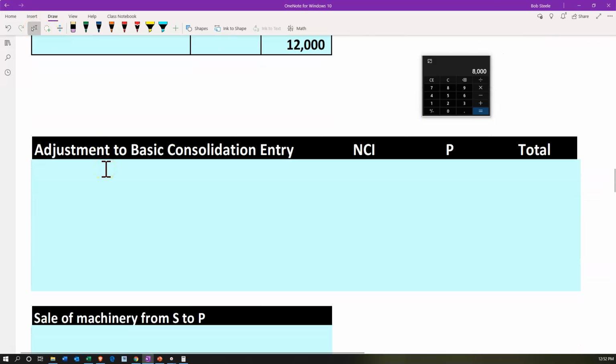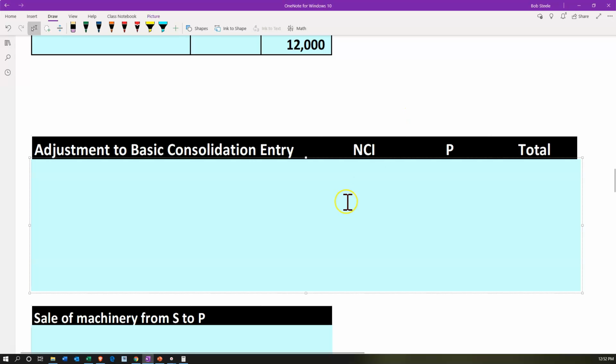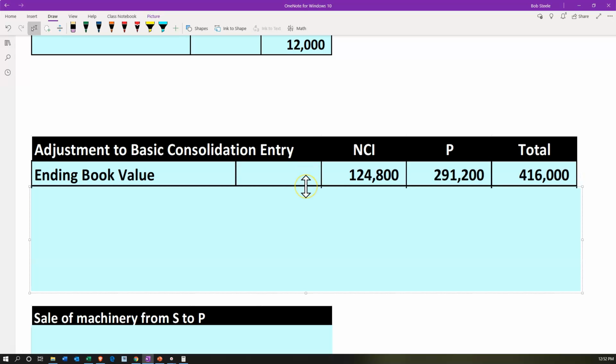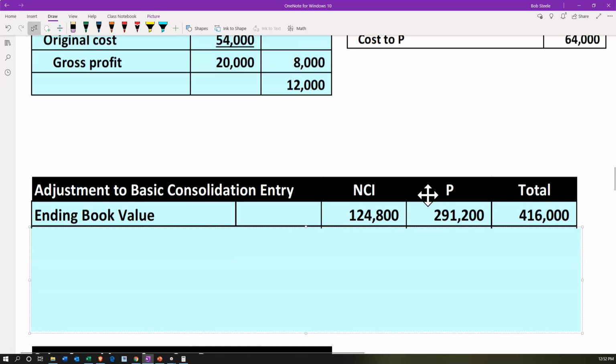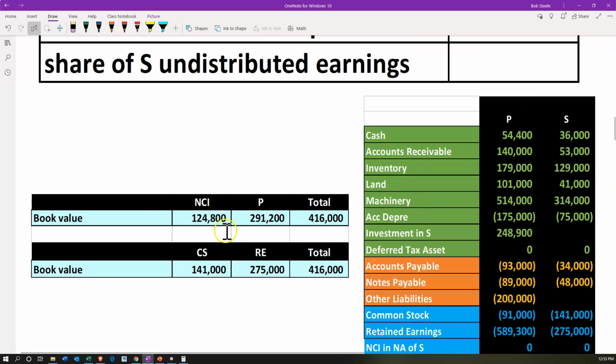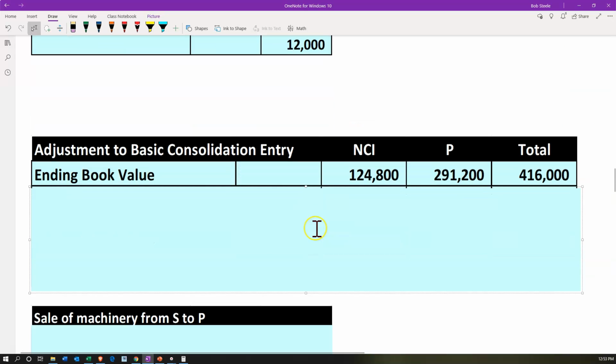We're going to say then we have the adjustment to the basic consolidation entry. So typically our first entry has to do with the equity section, and for S, allocating the equity section. So we're going to make our adjustments to that for these intercompany type of transactions. And that's going to include some of the data that we just went through up top. So typically we have the ending book value, which is going to be the 124.8 and the 291.2. This is what we calculated first. So that's going to be these items up top. So now that's basically the equity section. That's going to be our starting point.